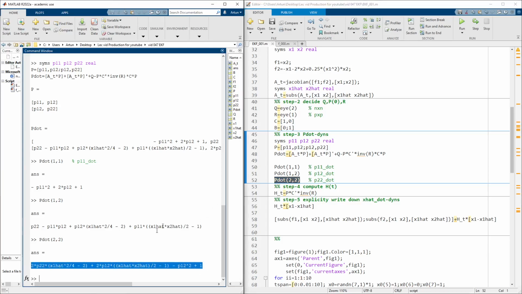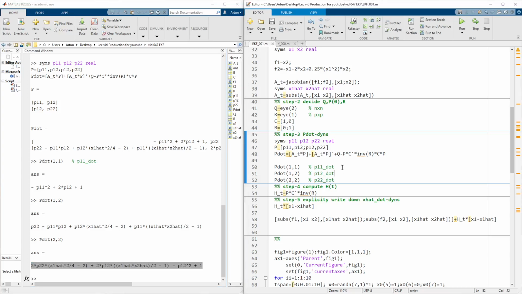Again, I forgot to mention, we can see, for example, in P11 dot, just P11, P12, but for P12 dot we can see P terms, but also x1 hat and x2 hat, x hat terms, and again the same goes for the P22 dot terms. All right, it's all coming together. So let's go to the tablet.